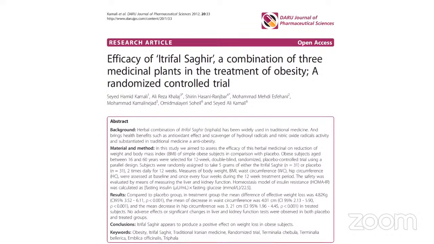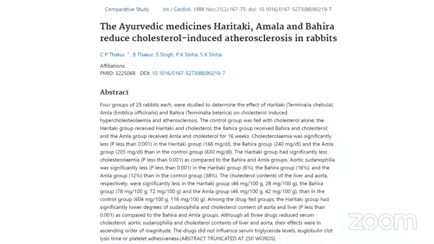Efficacy of triphala, a combination of 3 medicinal plants, in the treatment of obesity. It was found that triphala, the combination of haritaki, vibhitaki, amlaki, is very beneficial in the management of obesity. This is another research work on triphala, the Ayurvedic medicine haritaki, amla, and baheda, as we generally say: triphala reducing cholesterol-induced atherosclerosis in rabbits. This animal trial found that it helps in the reduction of atherosclerosis, a condition which manifests because of obesity.